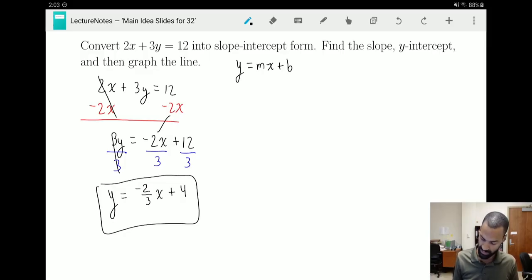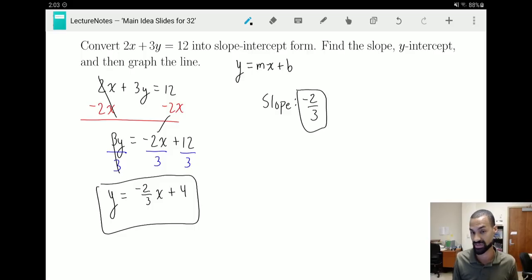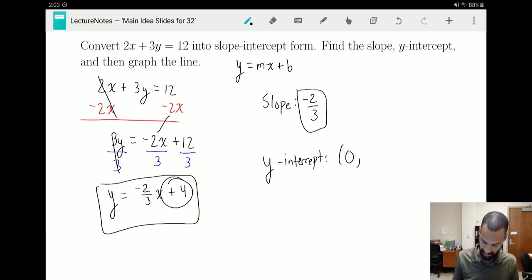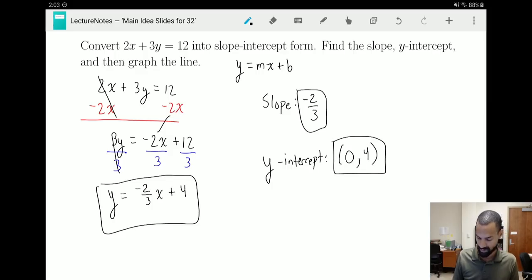So now, slope-intercept form. We said find the slope. Well, remember, the slope is the number attached to x. In this case, it's negative 2/3. Be careful, don't put negative 2/3 x. The x is not part of the slope, just the number attached to the x. The y-intercept is the point 0, 4, the constant term. So we have 0, 4, and we have negative 2/3. We're going to use that information to graph the line.